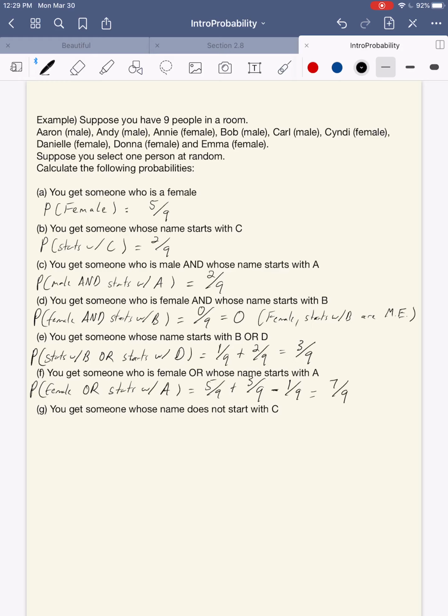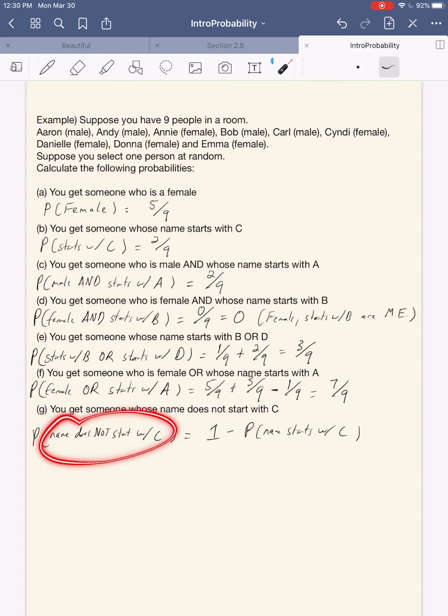All right, last one. Let's go ahead and get the probability that the name does not start with C. Well, we know that that can just be done as 1 minus the probability that the name starts with C, right? This right here is using that complement rule. We're just saying, well, we could try to think about everything that does not start with a C, but it might be easier to do 1 minus the chance that it does start with C.